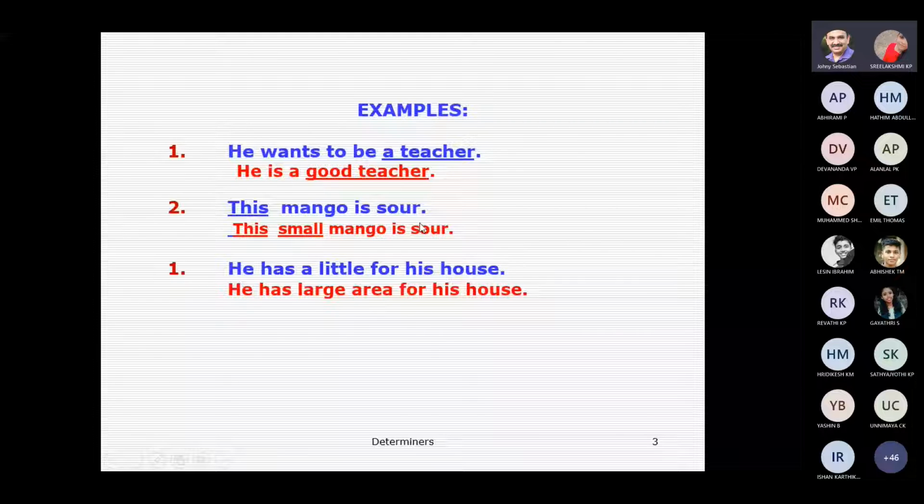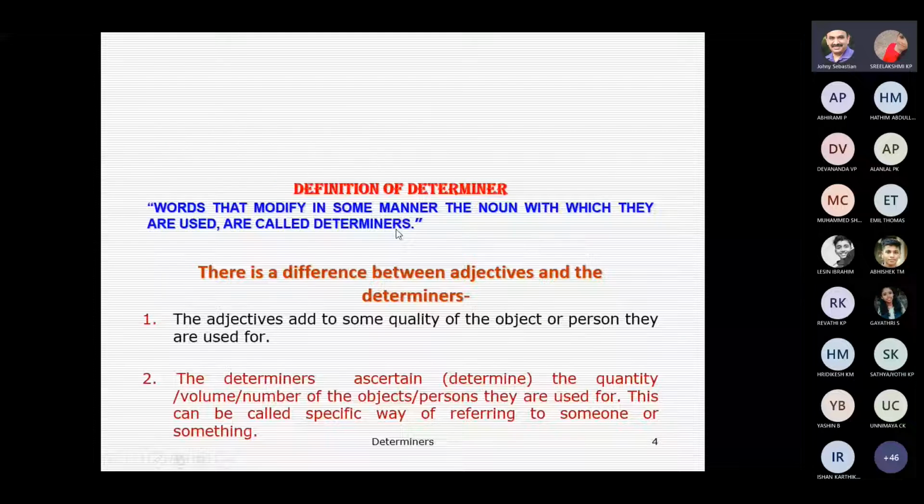Look at the definition. Words that modify in some manner the noun with which they are used are called determiners. Adjectives are also used before a noun. Determiners are also used before a noun. But the determiner determines or limits a noun that follows. The words that modify in some manner the noun with which they are used are called determiners.